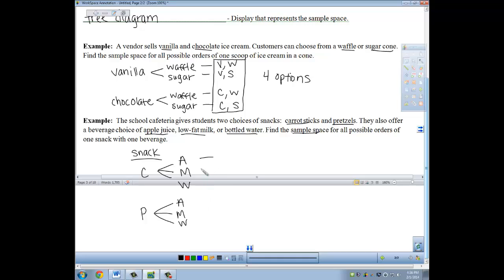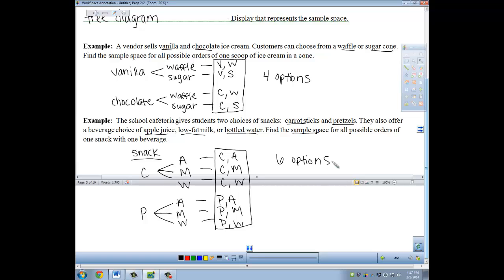So then our total sample space, we can get carrots with apple juice, carrots with milk, carrots with water, pretzels with apple juice, pretzels with milk, and pretzels with water. So we had 6 arrangements in our sample space, so 6 options if they were to ask how many, which they're not, but sometimes they will.